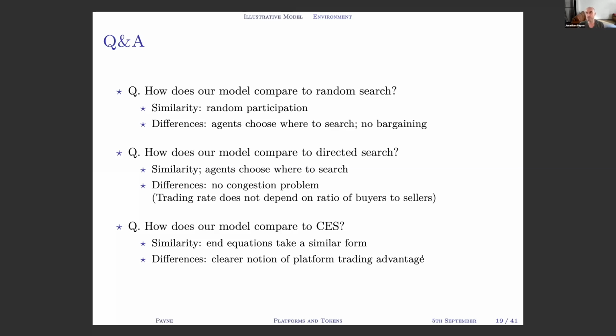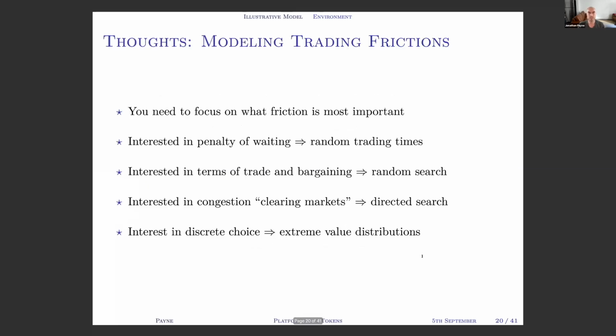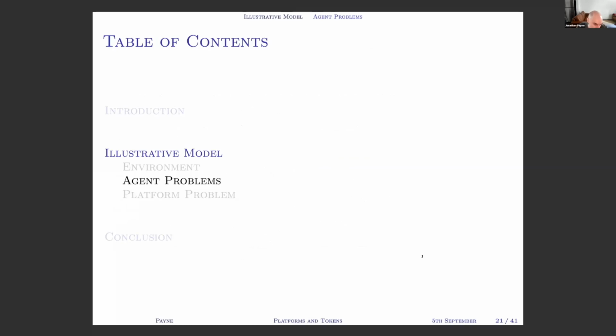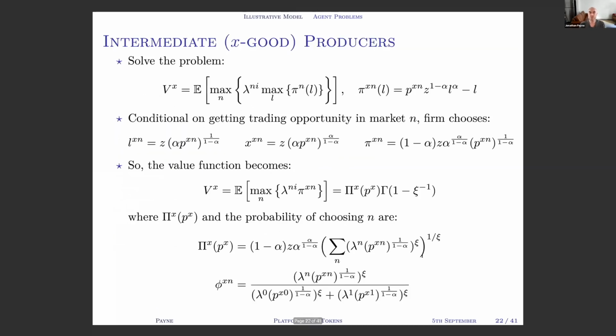Okay, so I think we've covered some of these questions. I'm going to leave this slide in the interest of time, because time's getting away from me. Okay, so what do these agent problems look like?